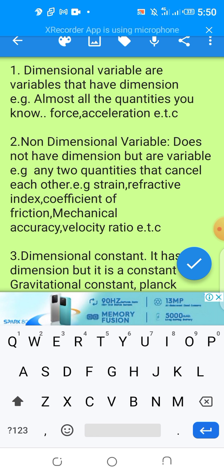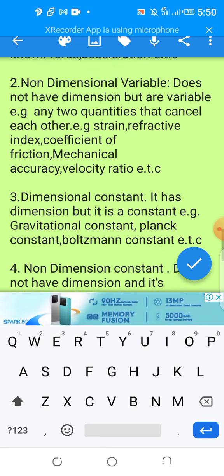They are variables, they change. When you are doing your physics questions, your coefficient of static friction can be 0.2, it can be 0.3, it can be 0.4. It changes. So they are variables that change, but they don't have dimension because their dimensions cancel.